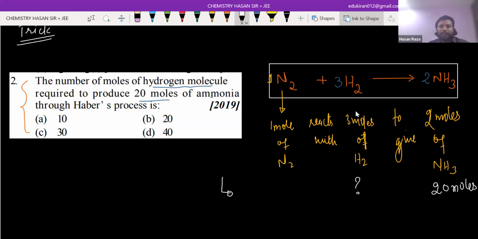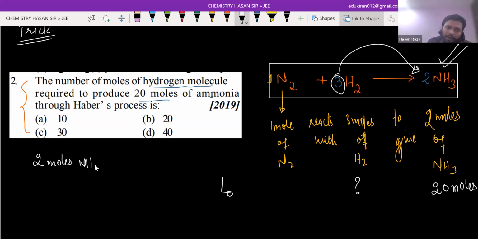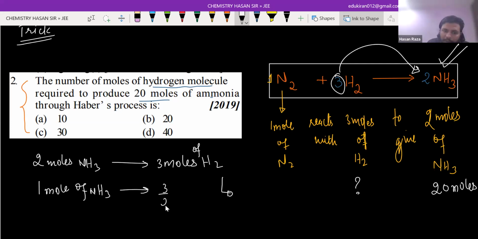It's so simple. 3 moles of H2 will give 2 moles of NH3. So can I write 2 moles of NH3 is given by 3 moles of H2? Yes or no? Please do respond so that I can understand that you are following. If you apply the unitary method, 1 mole of NH3 will be equal to 3 by 2 moles of H2.